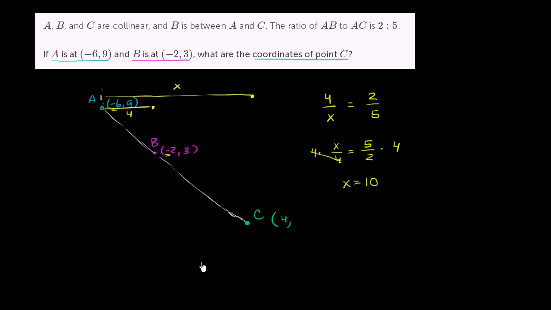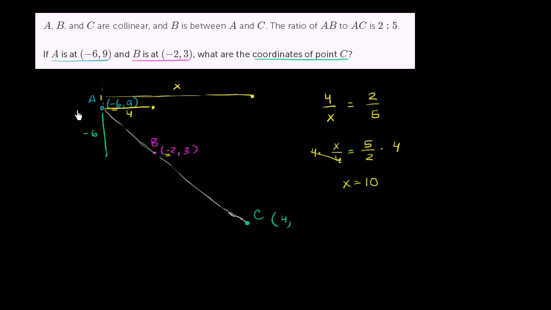Now we just have to do the same thing for the y. What is the change in y going from A to B? Well, here we go from 9 to 3. We've gone down 6. Another way you could say it is 3 minus 9 is negative 6. To find the change, you could think I'm just taking the end point and subtracting from that the starting point. Negative 2 minus negative 6 was positive 4. 3 minus 9 is negative 6. Or you could just look at it. We've gone down 6, so we can write negative 6 here.